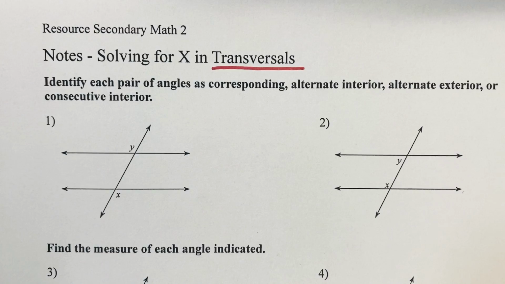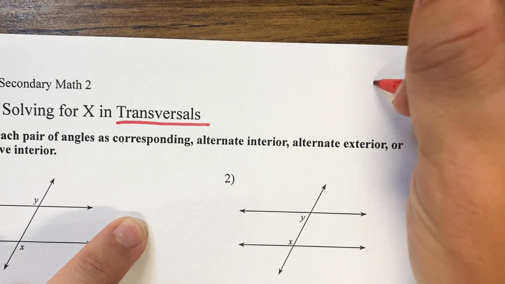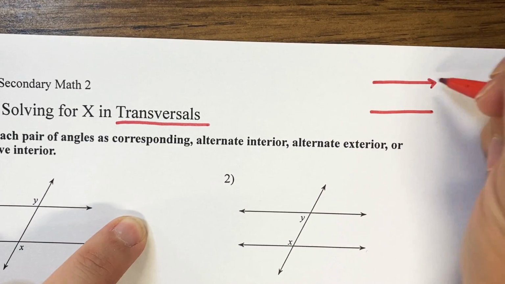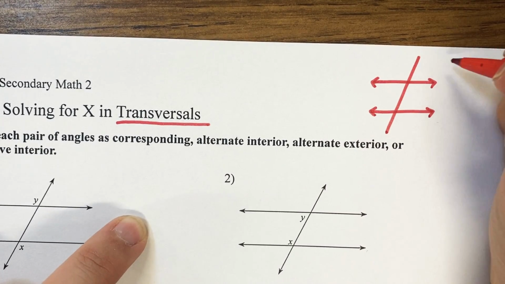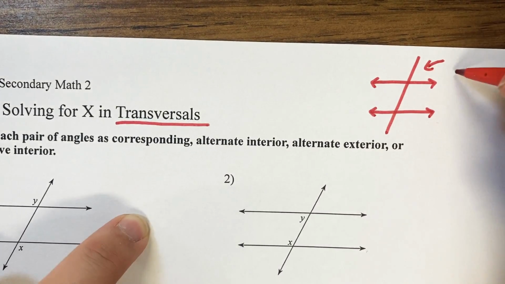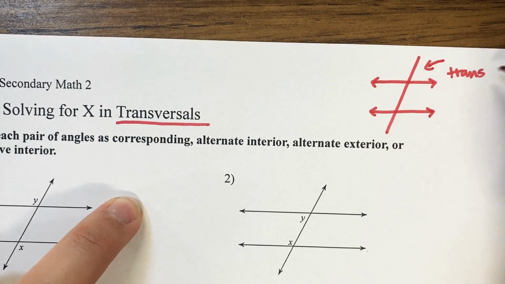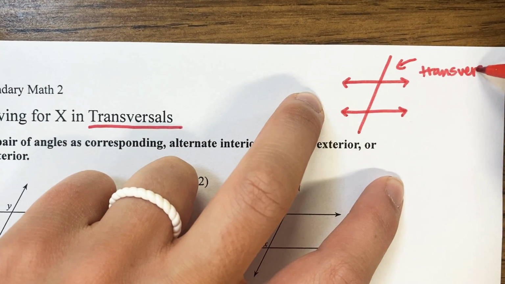Okay, so let's go ahead and remind ourselves, what is a transversal? Well, we have two parallel lines that you're going to see. The line that cuts between them, that guy right there, that is the transversal.